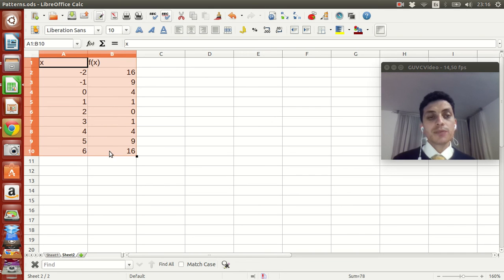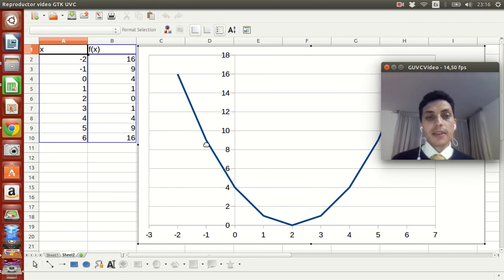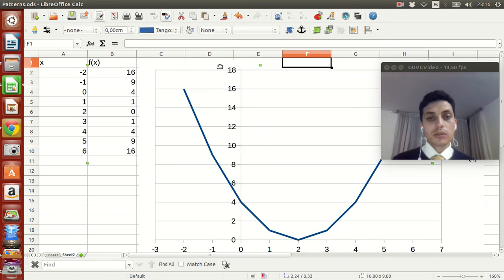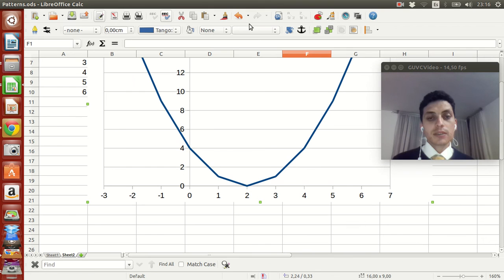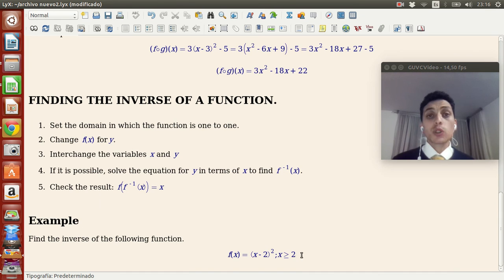Something interesting about this function. If I graph the function, it has a symmetry according to 2 in x. To set it one-to-one, you need to start with 2. That's why here we're telling that x is greater than or equal to 2. Otherwise, we couldn't find the inverse. To find the inverse, you should set the domain in which the function is one-to-one.